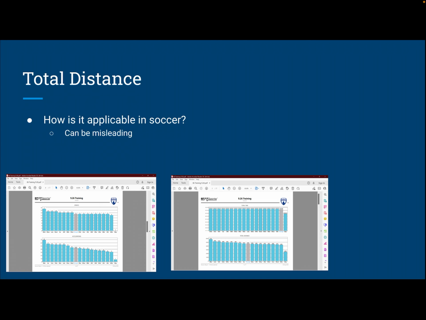But things that are going to be a more accurate reflection of movements that impacted the game are going to be things like sprints, like accelerations, like explosive distance. Whereas total distance by itself can be misleading.